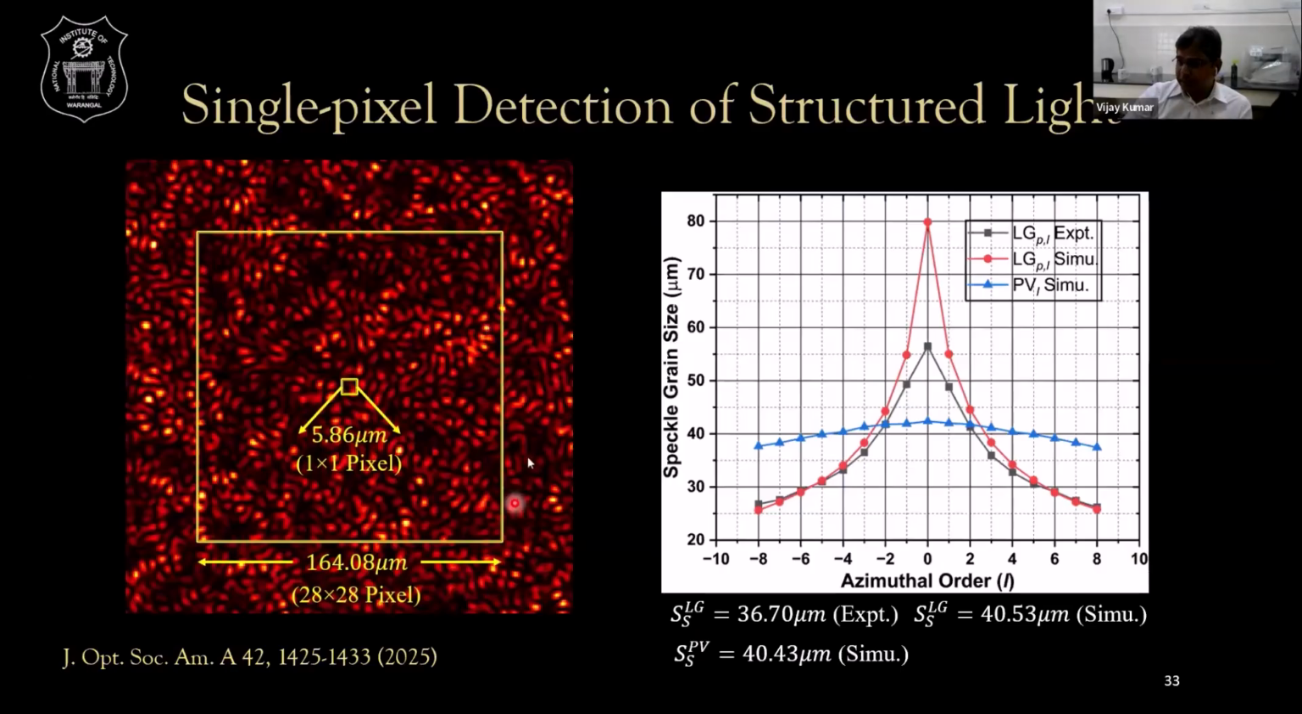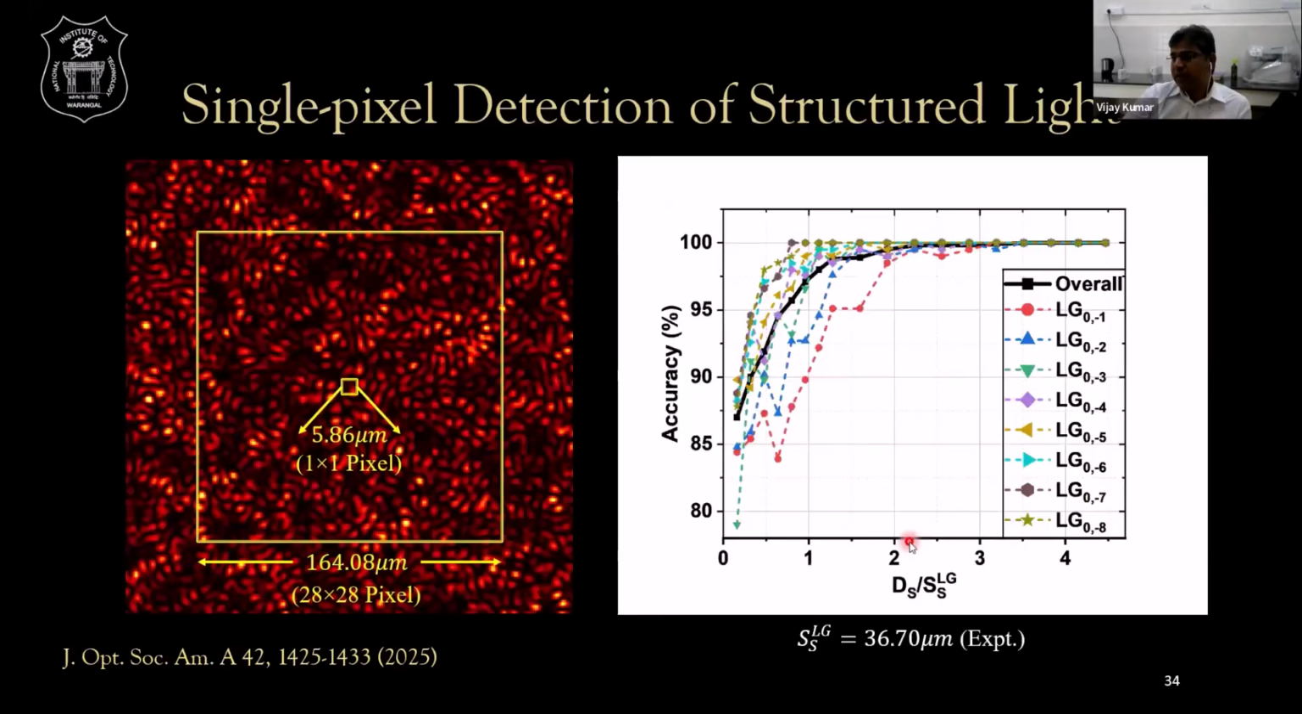So this is the detector dimension size. We also know that the LG speckle size varies with respect to the azimuthal order. Taking these two into consideration, I need to vary the detector size and then do the classification for all the beams. And this is the plot of the accuracies. On the x-axis is the detector size ds versus the speckle size, and on the y-axis is the accuracy.